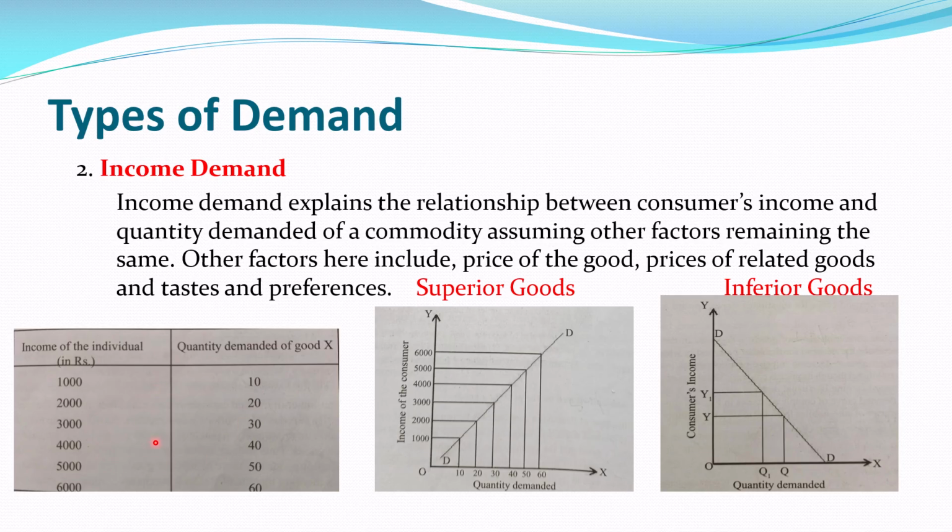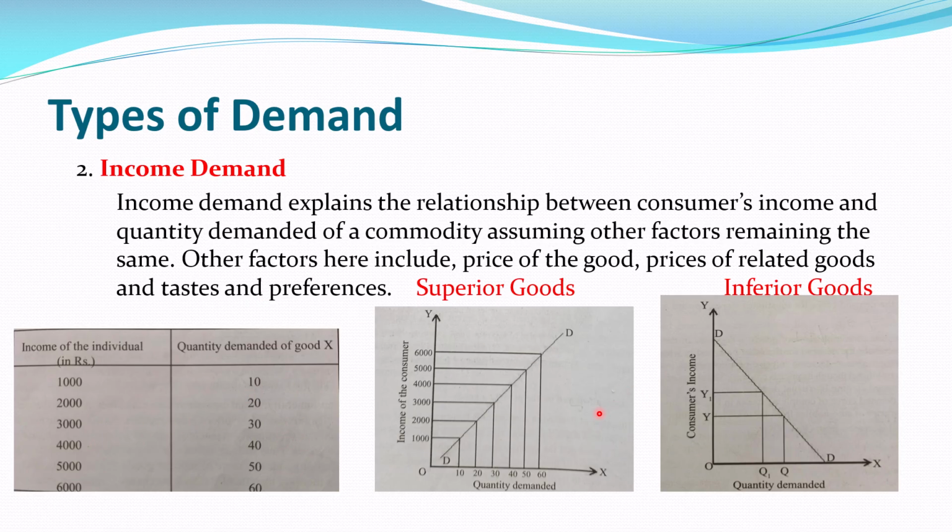Here a table is given. In the first column, income of the consumer is taken, and in the second column, quantity demanded is taken. So income of the individual in rupees. From the table it is understood that whenever there is an increase in the income from 1000 to 2000, 2000 to 4000 and 6000, there is an increase in the quantity demanded from 10 to 30, 30 to 50, 50 to 60, like that. So there is a positive relation between the income of the consumer and quantity demanded of the commodity.